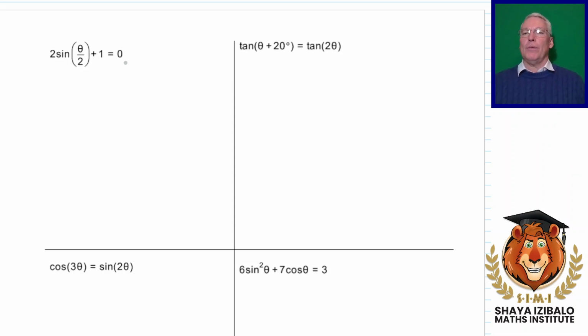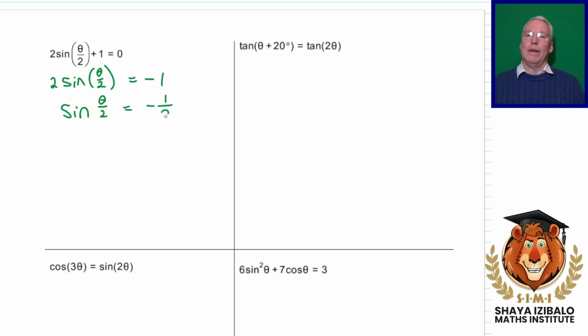Okay, this first one, we first need to just isolate the trig ratio. So we're going to subtract 1 from both sides. That's going to give us 2 sine theta over 2 equals minus 1. Next up, we're going to divide both sides by 2. So we get sine of theta over 2 is negative a half. Next up, this is a vanilla flavor trig equation.